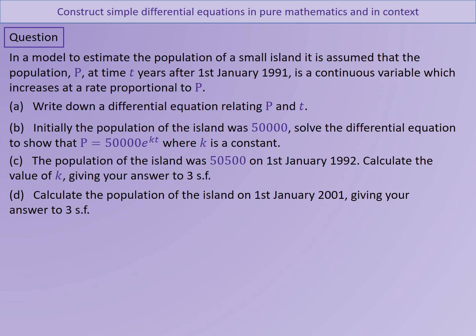Okay, so I'm going to pause there, give you a chance to get the question down, give you a chance to have a go yourselves, and then we'll have a look through the answers.